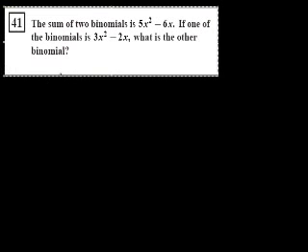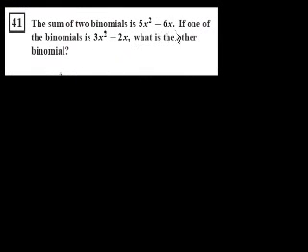The sum of two binomials is 5x squared minus 6x. So a binomial is just a polynomial with two terms. If one of the binomials is 3x squared minus 2x, what is the other binomial? So they're saying that this binomial is one of them. So they're saying 3x squared minus 2x.